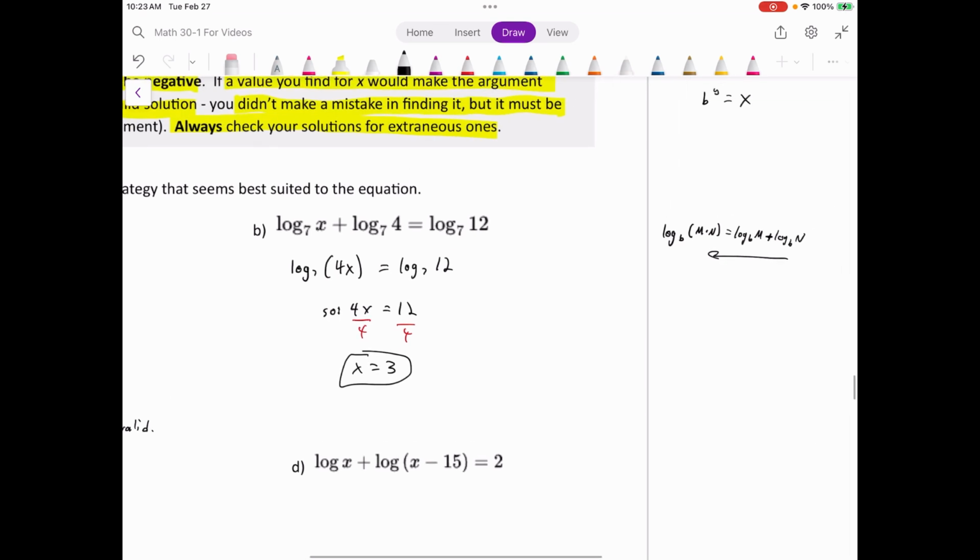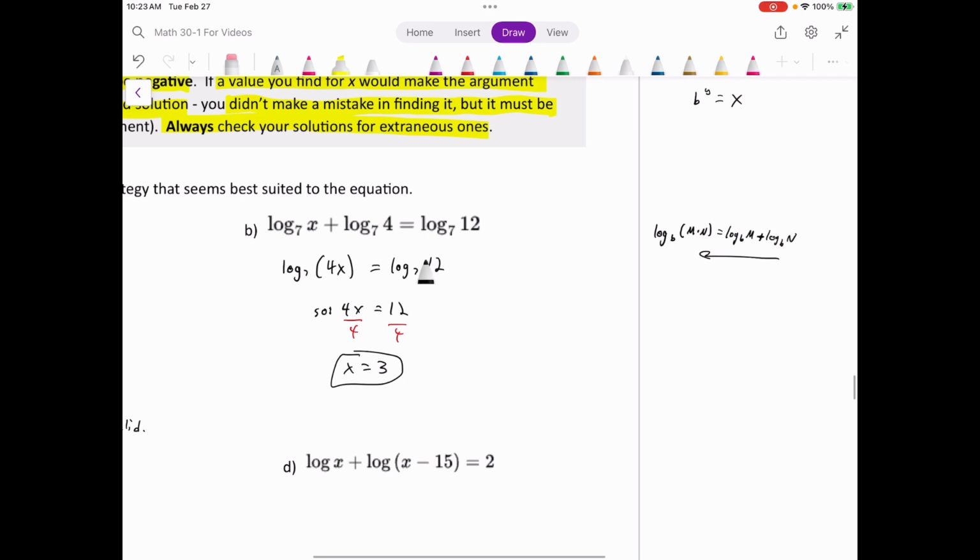Now, I shouldn't put a box around that before I double check, but I think we're safe here because all we're taking the logarithm of is x, right? Or the only variable, I should say. The only log that involves our variable x is this one. And if x is 3, do we have any problems here?